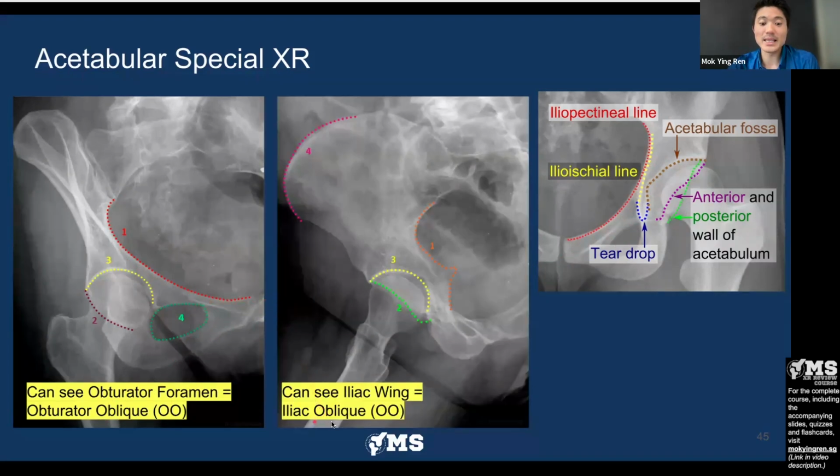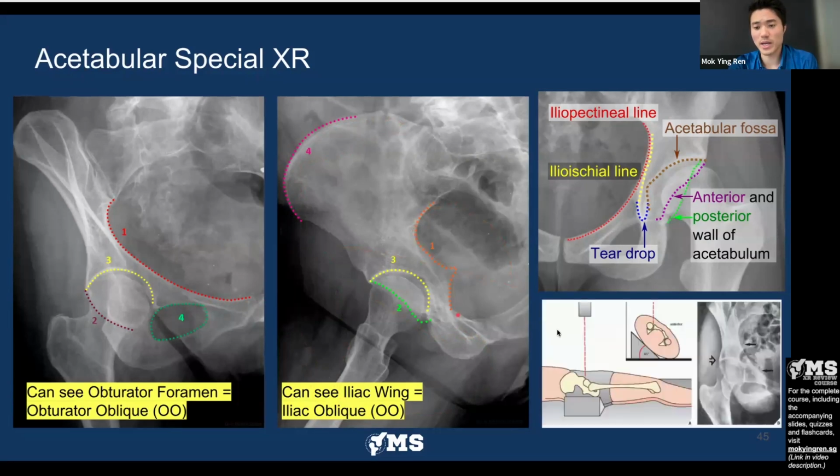And then this is an iliac oblique view. Now realize that you can see the ilium very well. That's why it's called the iliac oblique, and you don't see the obturator foramen. And this is really good to look at the ilioischial line. So they have different functions. And it's simply shot, as mentioned, at a tilt of 45 degrees.